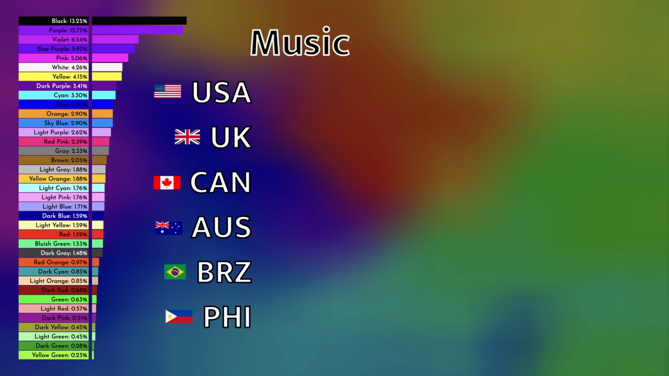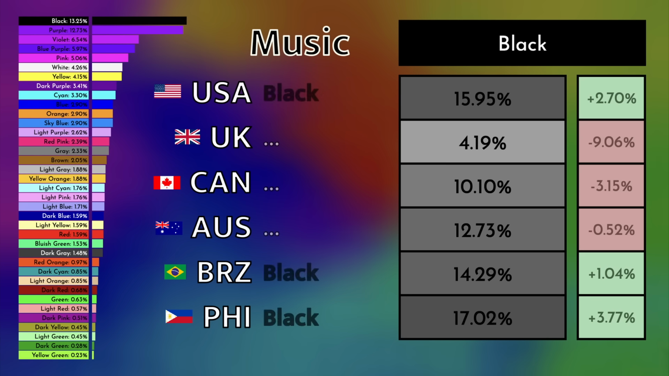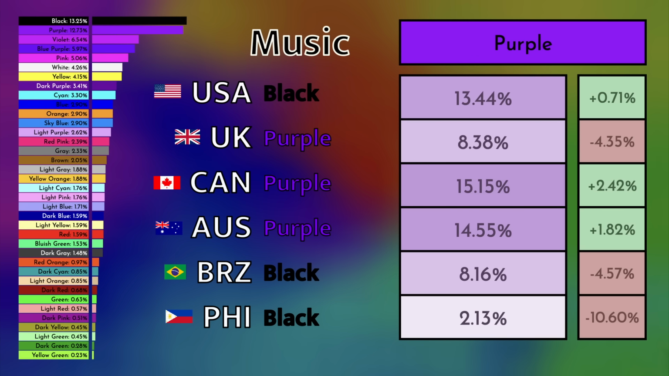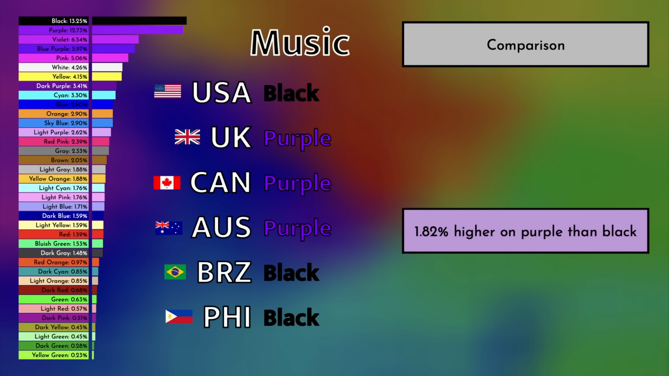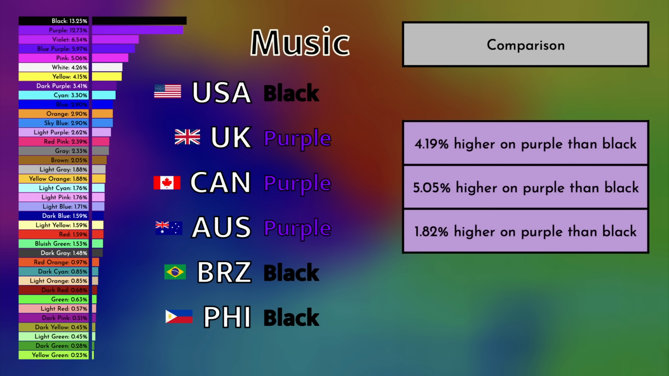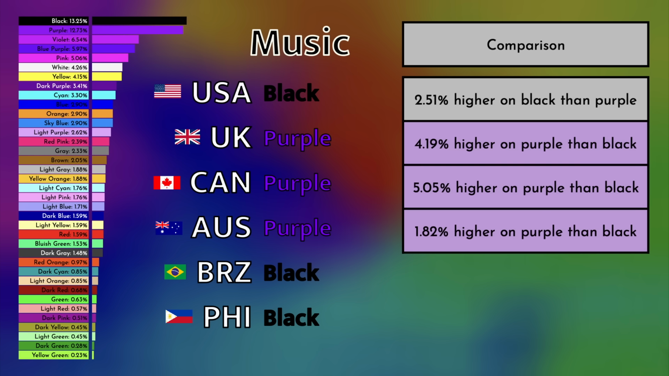We saw that music had a split between black and purple, in which black won, but 3 countries ended up with purple winning. Australia had purple just barely win over black, while Canada and the United Kingdom had a much stronger purple win over black. Then, the United States also had a stronger win with black, and the Philippines was the strongest on black out of any country.